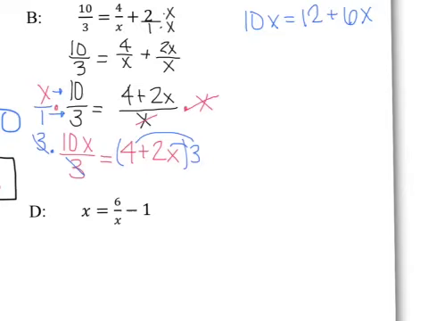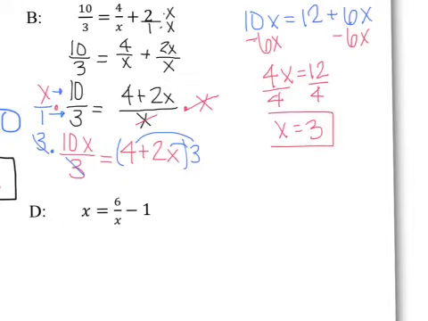Now we do not have any x squared, so we can just solve for x. So subtract 6x from both sides. We get 4x equals 12. Divide by 4. So x equals 3. And that is your final answer. Let's go try letter C.